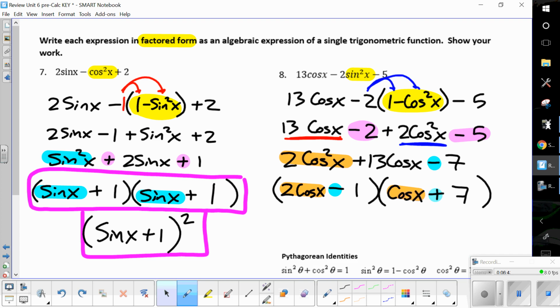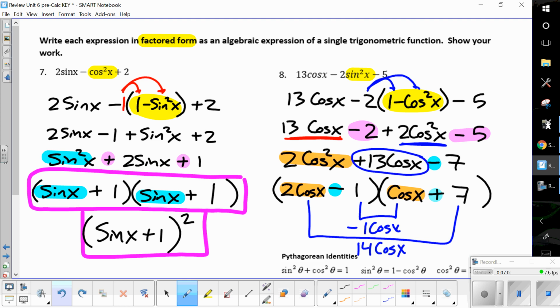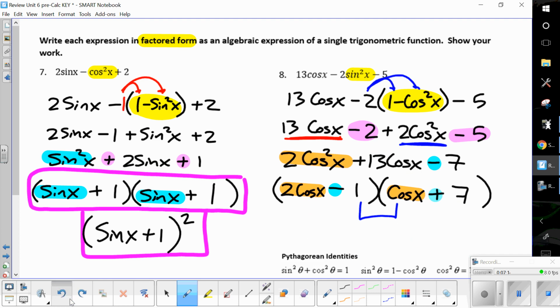Now again, I'm going to just do a quick FOIL. I don't waste my time here. I know that would multiply to 2 cosine squared of x. I don't waste my time with the last part of FOIL. I know that's going to make negative 7. I do check my outers and inners. Okay, my inners are negative 1 cosine of x, and my outers are positive 14 cosine of x. And when I combine those, they do make the middle term, so it factors correctly. So my final answer, after checking, is right here.